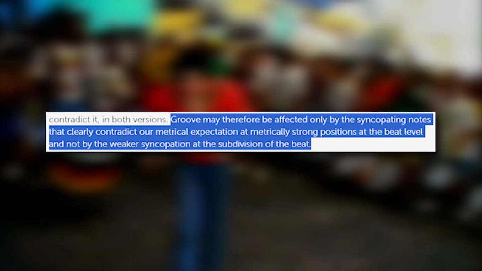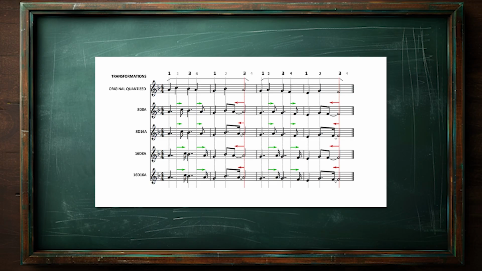One interesting conclusion from the study was that groove may be affected only by the syncopating notes that clearly contradict our metrical expectation at metrically strong positions at the beat level, and not by the weaker syncopations at the subdivision of the beat. This was because they found that the syncopations of the 2nd and 4th beats didn't have as much of an impact on the groove rating as the syncopation of the 3rd beat here.